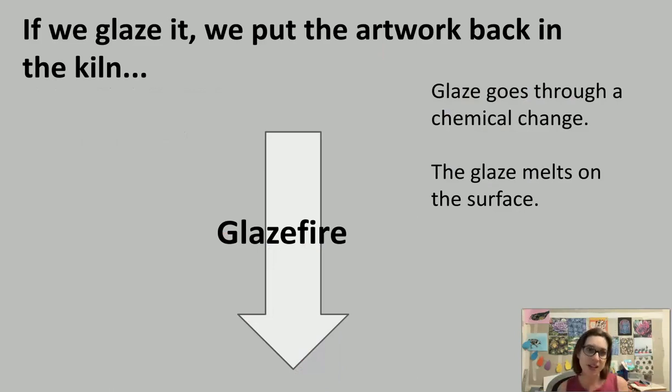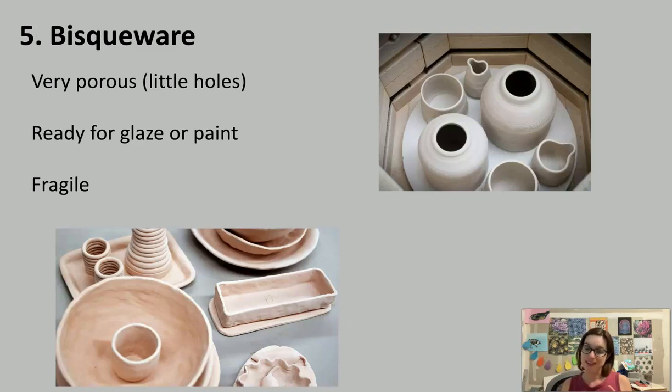Now we can take that clay, if we glaze it, we're going to put the artwork back in the kiln. We have to fire it again because we need that glaze to go through a chemical change. The glaze literally melts on the surface. Now, if we take bisqueware and paint it, what happens?